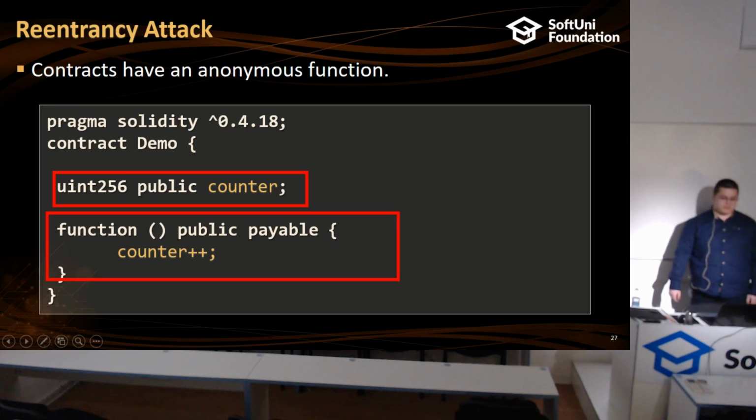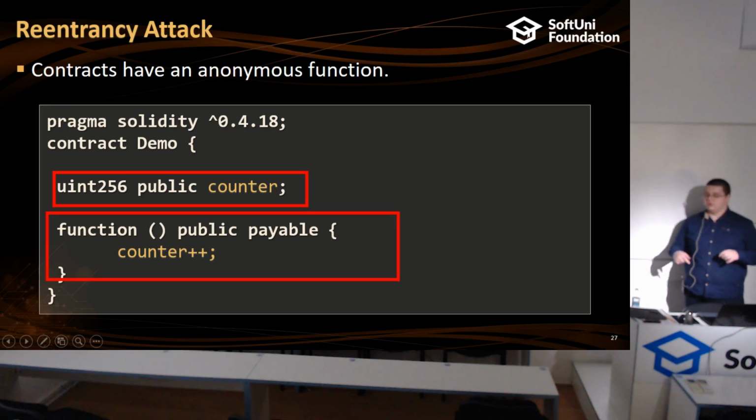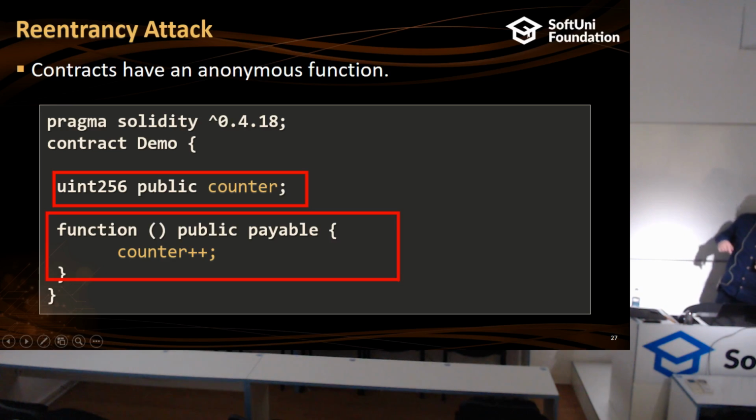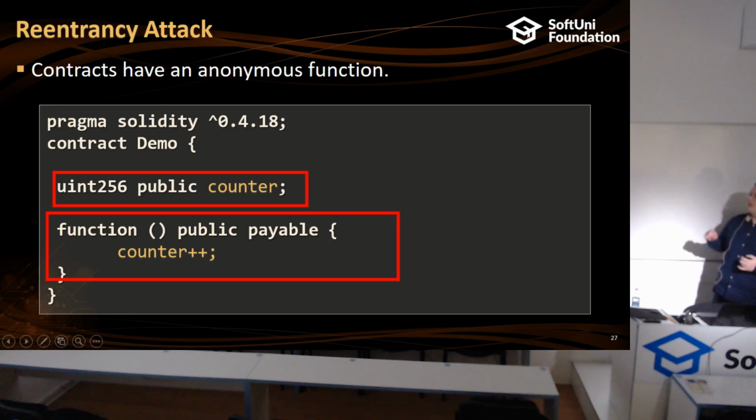It doesn't have a name. So what this means is that every time this contract is executed with any invalid or non-existing method, it will actually go and execute this function. Or anytime that the contract receives money without any data, this function will be executed again.